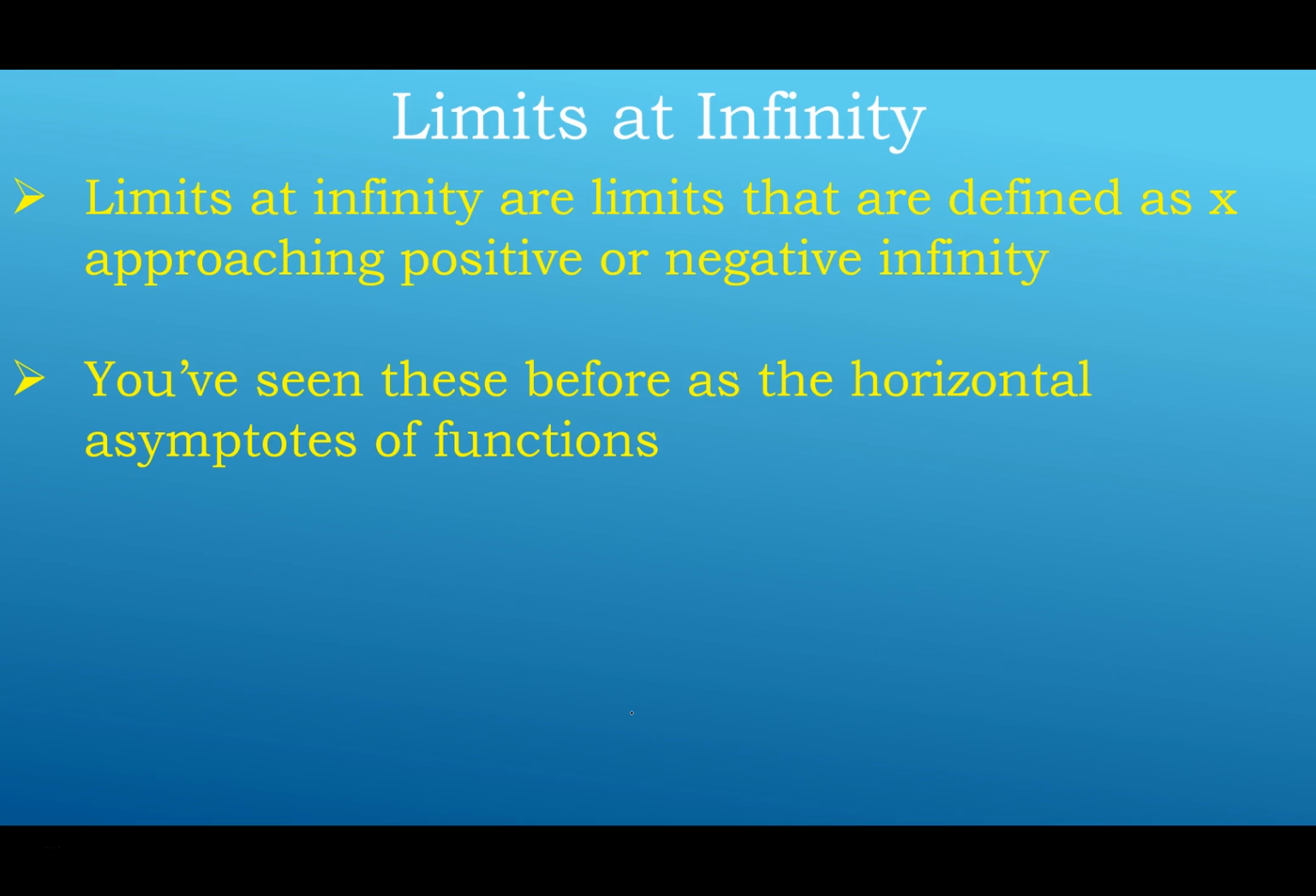Now, you've actually seen these before in your pre-calculus class. These are your horizontal asymptotes for your functions. Because remember, the horizontal asymptote is the number that the function approaches if we get really, really big, x is approaching positive infinity, or really, really small, x is approaching negative infinity. So how we handle these is very similar to how you handle the horizontal asymptotes for most of the problems.